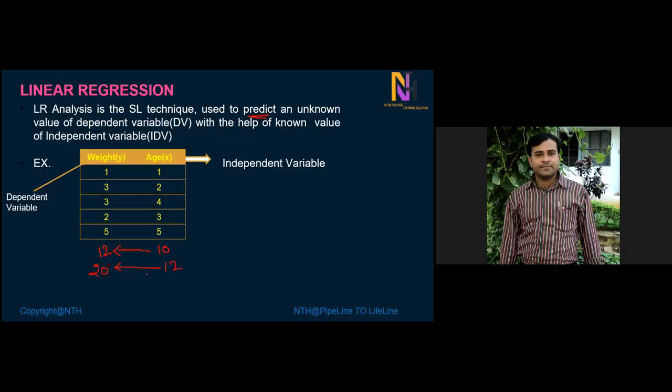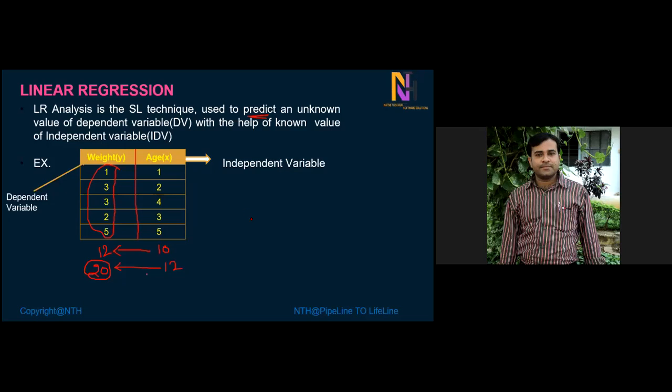This is overweight. A 12 month old baby, at max, should have 10 kilos of weight, or maybe 12 kilos. It should not be 20. Like that, your linear regression model has the ability to predict a target label. A target label is called the dependent variable, and the input variable is called the independent variable.